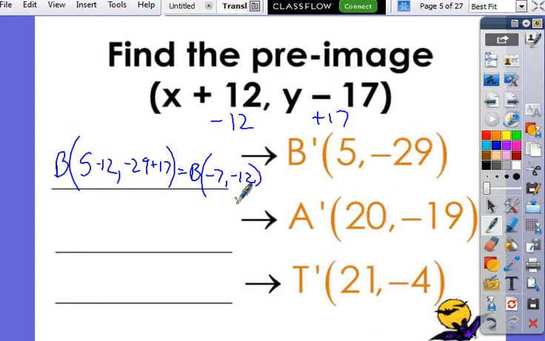All right, give me A prime, or excuse me, A right there. Again, if I'm going backwards and finding the pre-image, what am I supposed to do? The opposite of whatever the rule said to do. So I'm going to do 20 minus 12 and then negative 19 plus 17. That winds up being 8, negative 2.